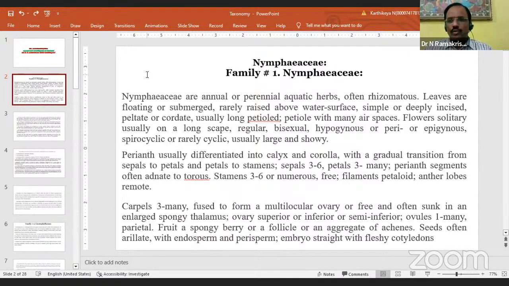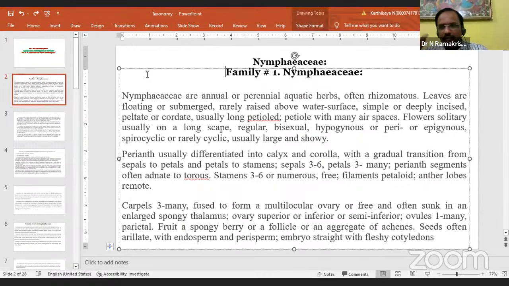In this group, the Nymphaeaceae family, almost all are aquatic plants. The marshy habitat, almost all these plants are completely submerged. Aquatic means these are all plants we find only in water. Here, the Nymphaeaceae are annual or perennial aquatic herbs. All the plants are found only in water, and the root system we also observe. Okay.